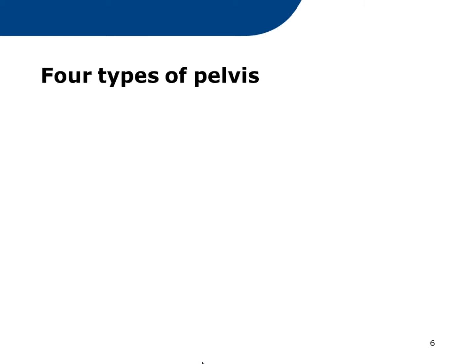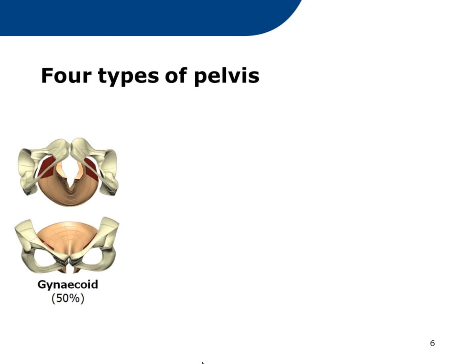The female pelvis varies considerably in size and shape. They have been historically classified into 4 types, but each individual can be a combination of 2 or more types. The most common is a gynaecoid pelvis. It has a wide subpubic angle and is considered as the most suitable for childbearing.